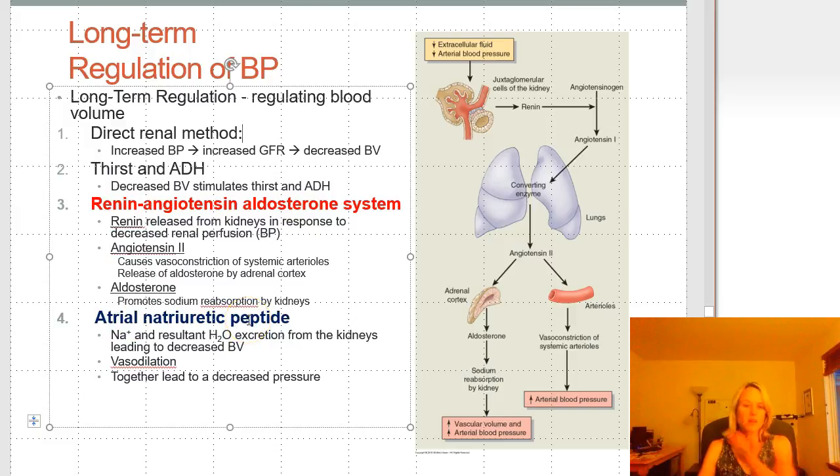Atrial natriuretic peptide is released by the atria of the heart. When there is excess blood volume, the atria get stretched, and that causes those cells to release ANP. ANP acts in the kidneys to cause sodium excretion. Water follows sodium, and you pee that out. That's going to lead to a decreased blood volume, which would act to decrease blood pressure. ANP also acts on the arterioles in the opposite manner as angiotensin 2. It causes vasodilation. That would lead to a decrease in total peripheral resistance and a decrease in blood pressure.